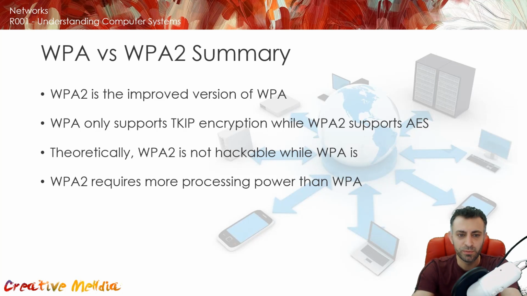So WPA2, Wi-Fi Protected Access 2, is the improved version of the original WPA. The first version only supported the TKIP encryption, while the second version of WPA supports AES. So all the new home and business networks will use WPA2 alongside AES. Theoretically, WPA2 is not hackable, while the original version was. WPA2 requires more processing power than the original version.